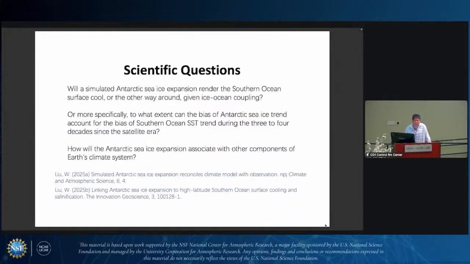Okay, so here is my scientific question. First, will a simulated Antarctic sea ice expansion render the Southern Ocean surface cool, or the other way around, given the ice-ocean coupling? Or to what extent can the bias of Antarctic sea ice change account for the bias of Southern Ocean SST change during the 3 to 4 decades since the satellite era? And the last question, how will the Antarctic sea ice expansion associate with other components of the Earth system? So I use 2 papers to answer these scientific questions.